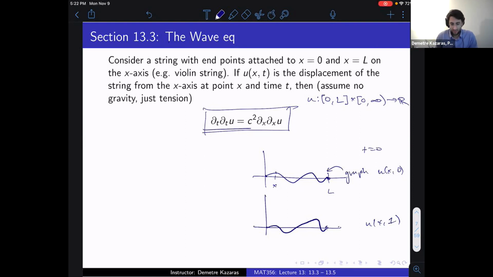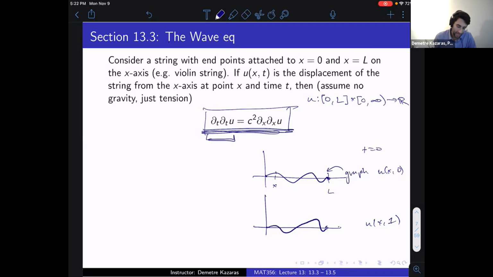You might not be so surprised to learn where this equation comes from. As usual, for all of our mechanical problems that we've talked about in this class, it all comes from forces, mass times acceleration. Here on the left-hand side, we see something like acceleration. That's the acceleration of, say, a tiny point on a tiny segment of the string.